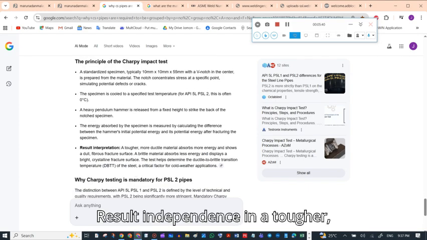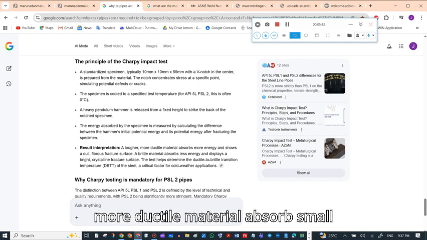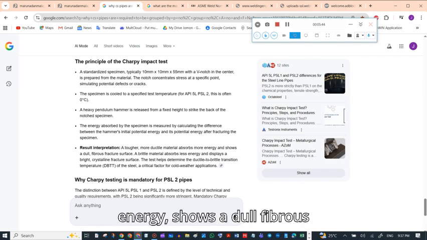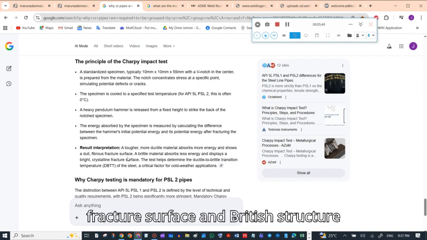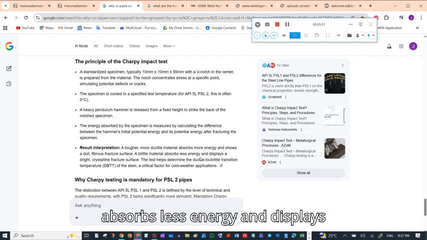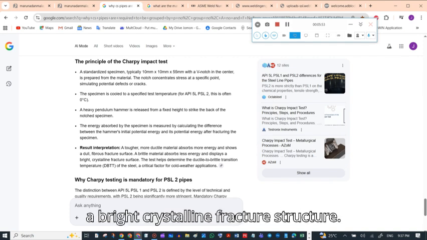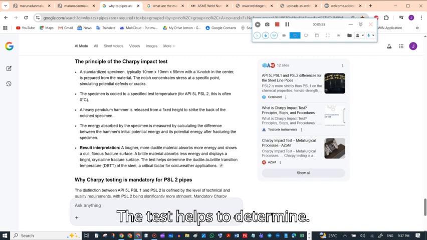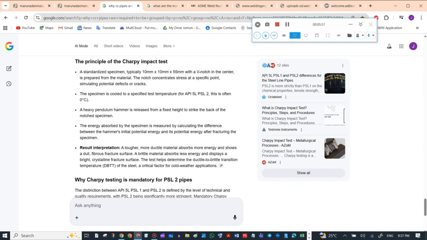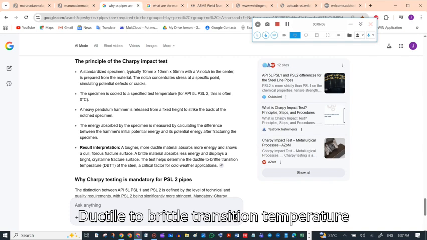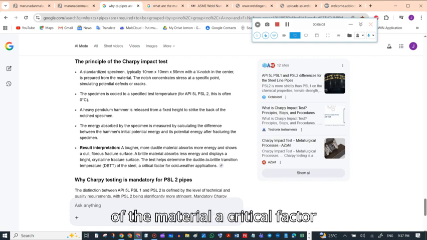Result interpretation: a tougher, more ductile material absorbs more energy and shows a dull, fibrous fracture surface, and a brittle structure absorbs less energy and displays a bright, crystalline fracture structure. The test helps to determine the ductile to brittle transition temperature of the material, a critical factor for cold weather applications.